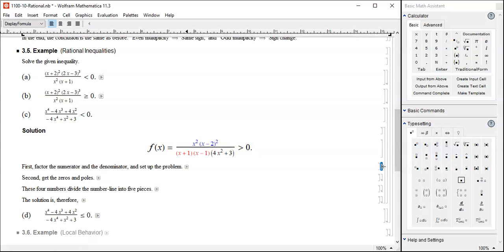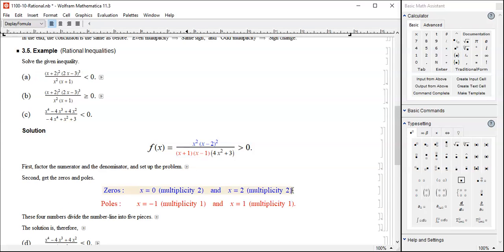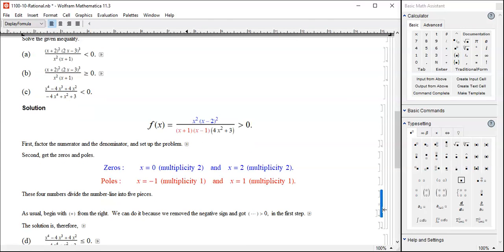Okay, what do you have next? Zeros and poles. 0 comes from the numerator, poles come from the denominator, and the multiplicity is pretty simple. Second power, first power, that's it. Now these four numbers divide the number line into 5 pieces. So put those in, and then label them.